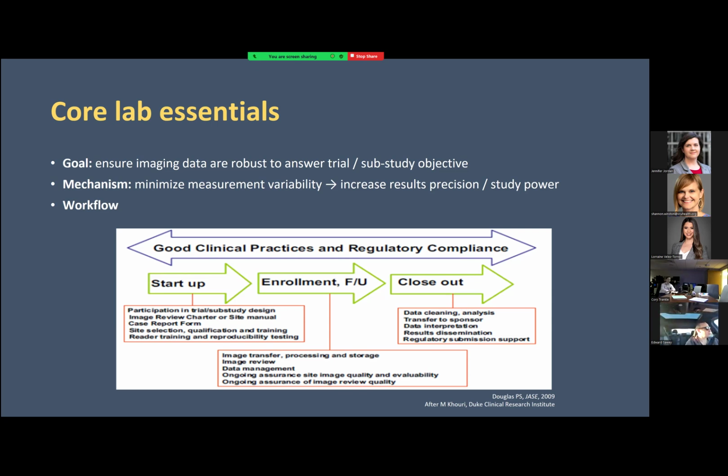And then at study closeout, there's a process of cleaning the data, checking the outliers, and then transferring that data from the data management to the statisticians or the data control group. And then they help with the interpretation and the dissemination, as well as any regulatory support that's needed from the core lab.